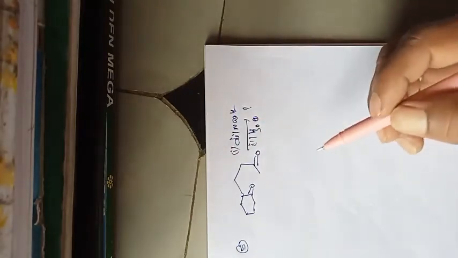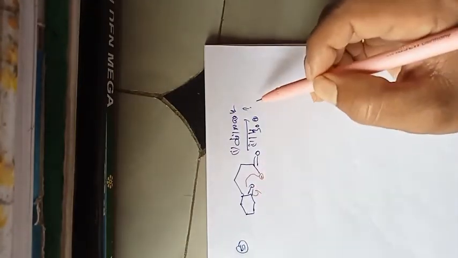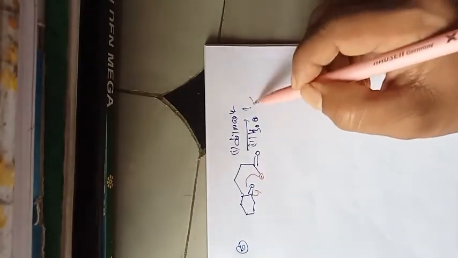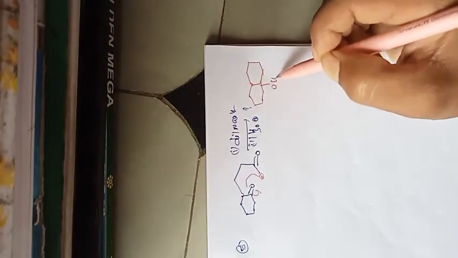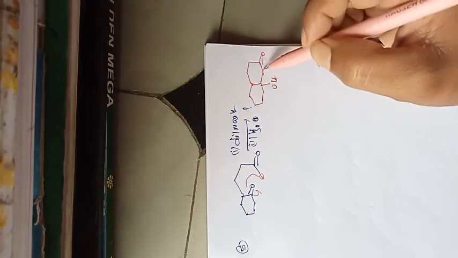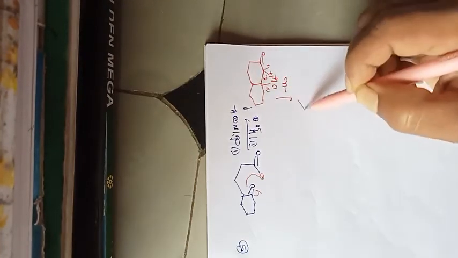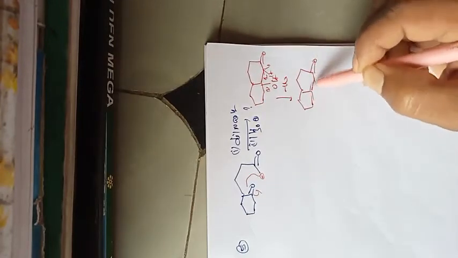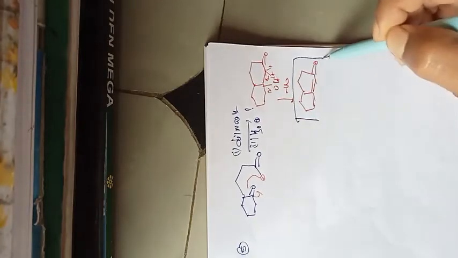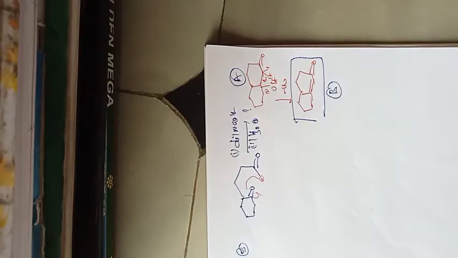So the answer is that here this carbanion will form, and cyclization and dehydration reaction occur, so the product is a bicyclic compound with C double bond O. Here hydrogens are there, it loses water, so it will form a cyclic alpha beta unsaturated compound. So this is the A product, and after dehydration this is the B product.